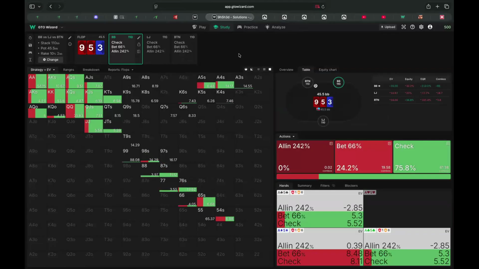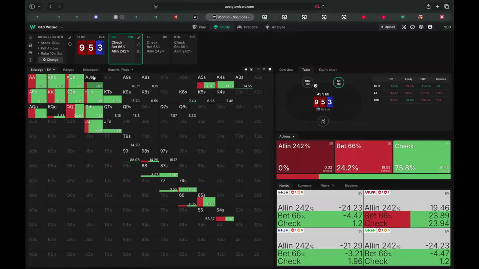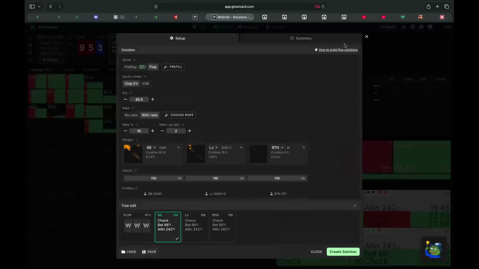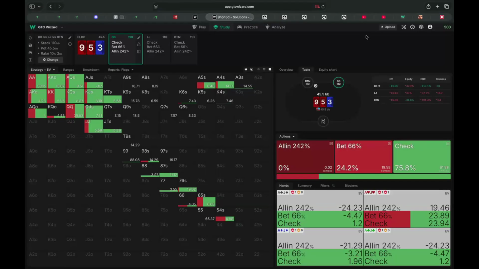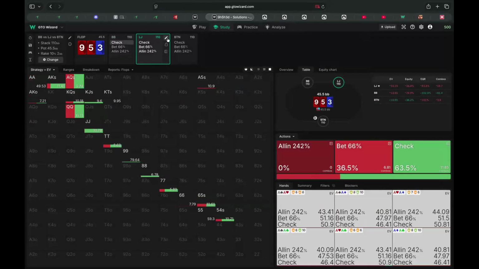Okay, so we've got big blind, low jack, button. Can we look at the ranges real quick? One way to do it is just to click on their node and we can look at what their ranges are. Yeah, just click on his node.